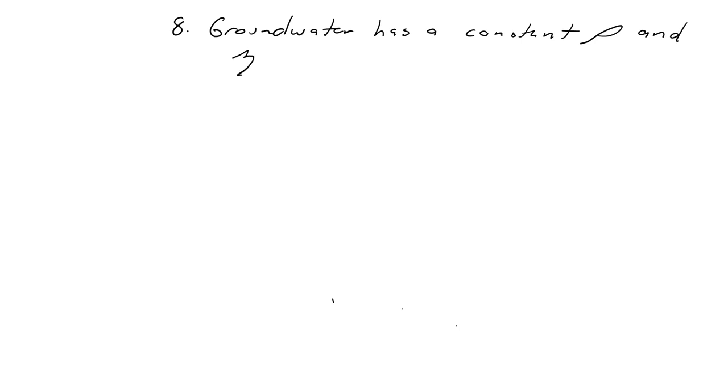I forgot what number I'm on, so I'm gonna guess. I don't know if it's 8, 7, 9. We're going to assume the groundwater itself has a constant density and viscosity, excuse me. That's usually a pretty safe assumption. Unless you're in a coastline area with saline water coming in, then you have to adjust your equations.